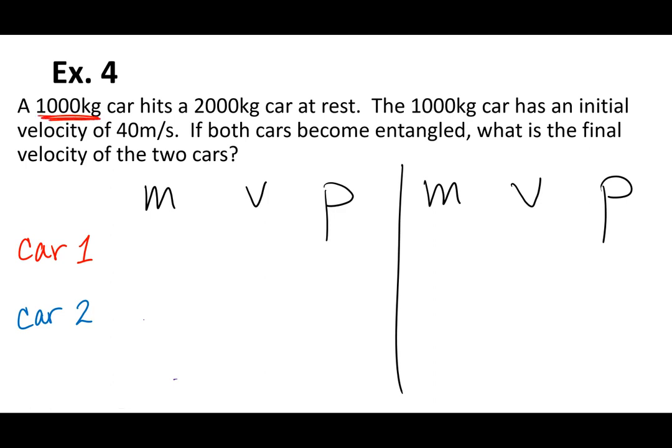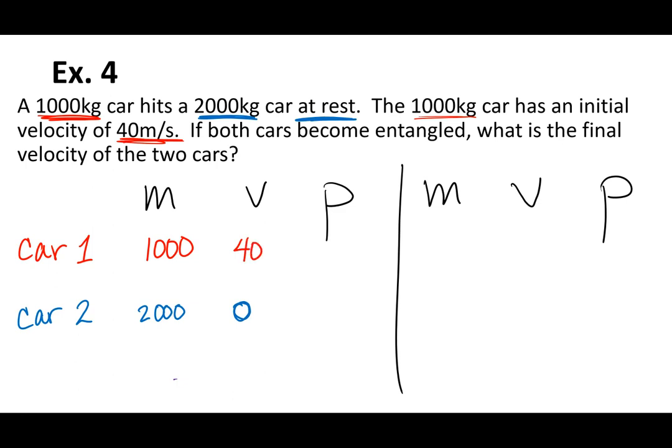1,000 kilogram car. All right, so that goes right here. Hits a 2,000 kilogram car at rest. All right, well, that's our other vehicle, isn't it? So 2,000 kilogram car at rest. Now, rest means not moving or 0. The 1,000 kilogram car, all right, well, that's our red one, isn't it? So the 1,000 kilogram car has an initial velocity of 40. So that goes here.